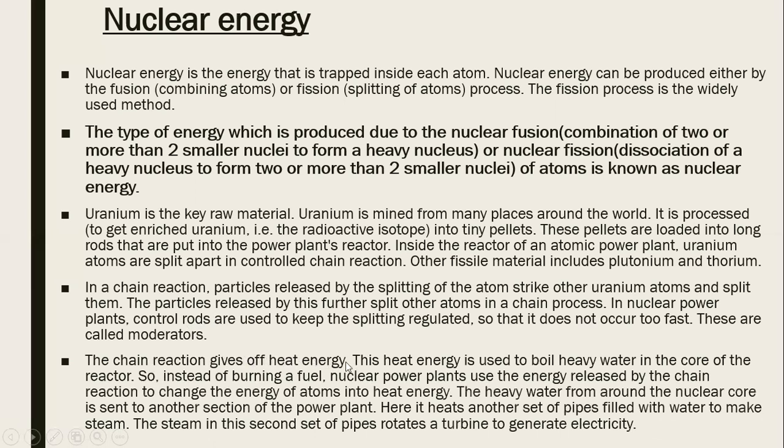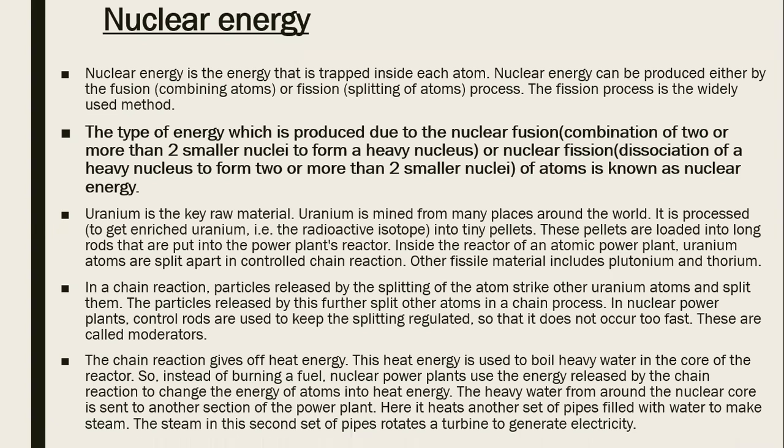The chain reaction gives heat energy, and the heat energy is used to boil the heavy water in the core of the reactor. That is another use. Instead of burning fuel, nuclear power plants use the energy released by the chain reaction to change the energy of atoms into heat energy. Water from around the nuclear core is sent into another section of the power plant, where it heats up and generates electricity by rotating the turbines. So it is another benefit of nuclear energy, the production of electricity, as its application.